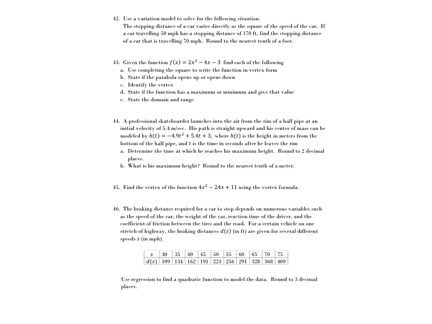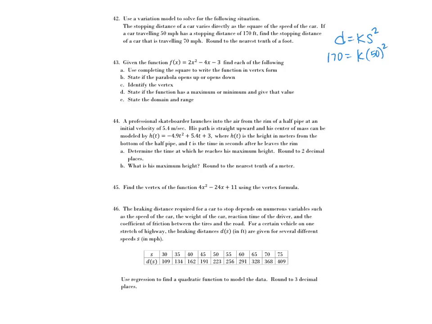Okay, the stopping distance of a car varies directly as the square of the speed of the car. So d is equal to k times s squared, where d is the stopping distance and s is the speed of the car. If a car traveling 50 miles per hour has a stopping distance of 170 feet, let's plug in the 170 as a distance, so 170 goes in for d, k times s, which is 50 miles per hour, squared.